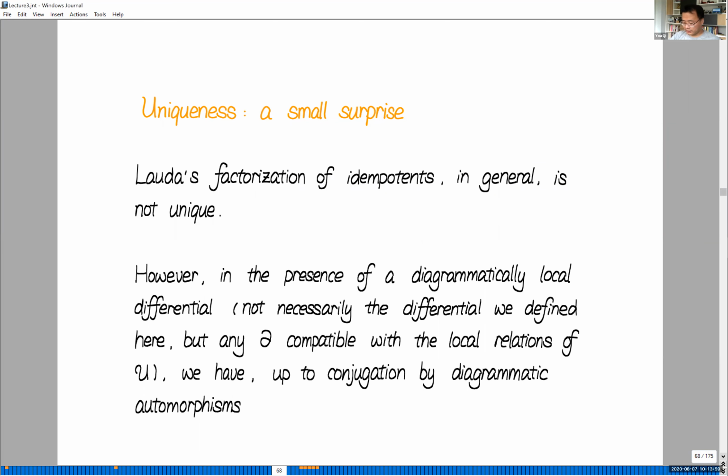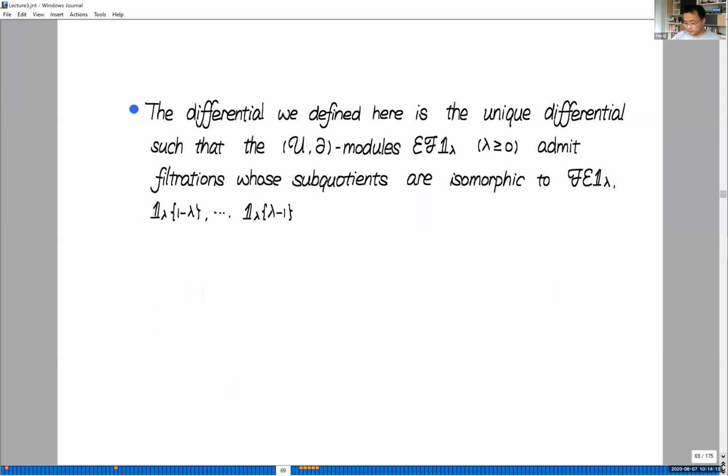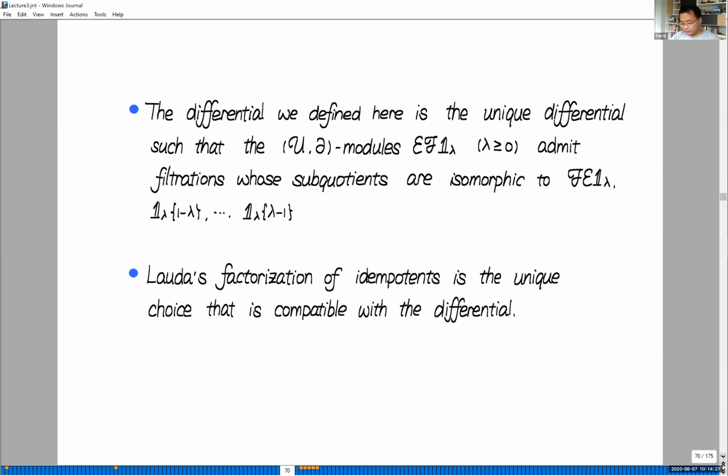So in the presence of a diagrammatically local differential, not even necessarily the differential we define here, but any compatible differential with local relations, we have seen that up to conjugation by diagrammatic automorphisms, the differentials we define here are the unique ones that are compatible with the EF fantastic filtration. And secondly, Lauda's factorizations of idempotents are also the unique choices that are compatible with the differential.